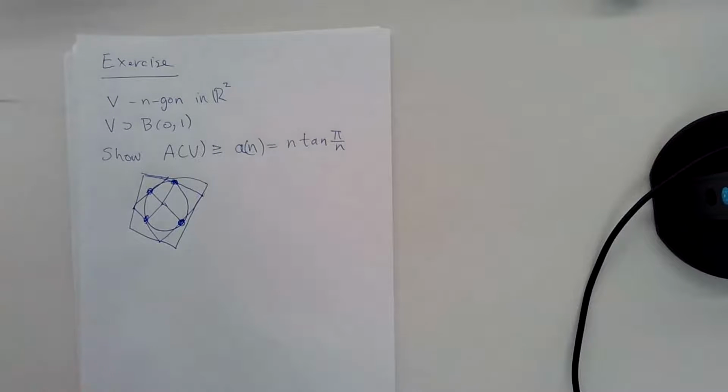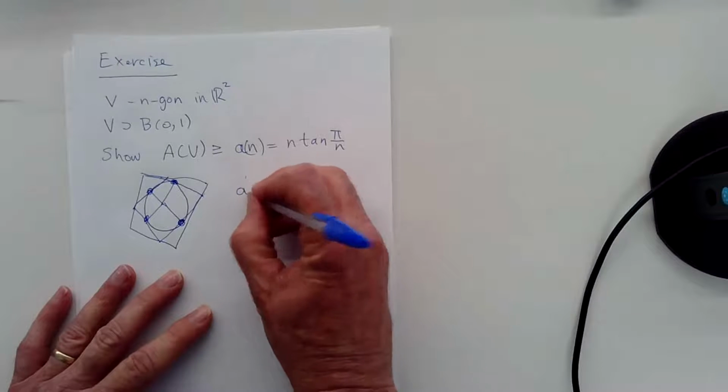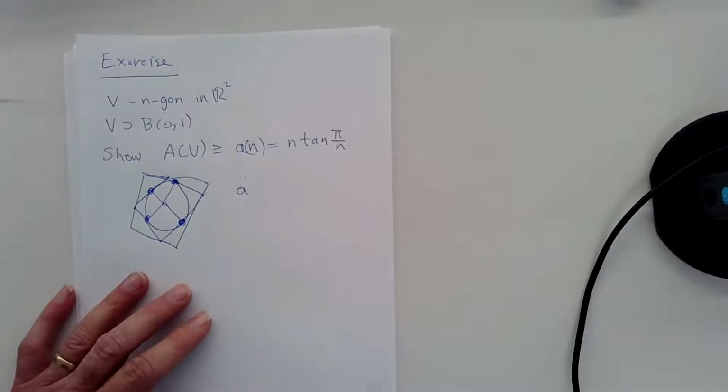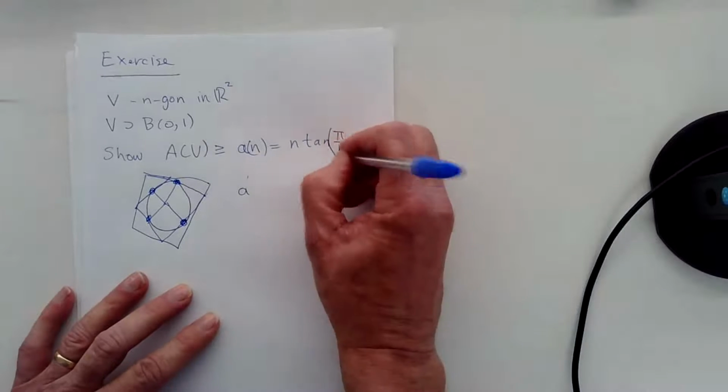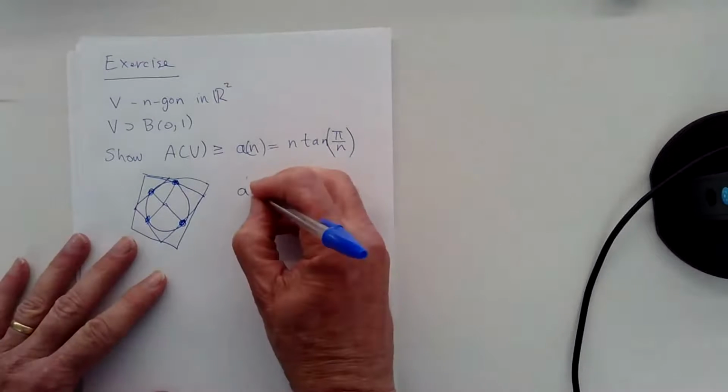Oh, the other thing we could do, I'm not going to, it's easy to take the first and second derivative with respect to n. So this is n times the tangent of pi over n. That is the area of the regular n-gon with radius 1. A.